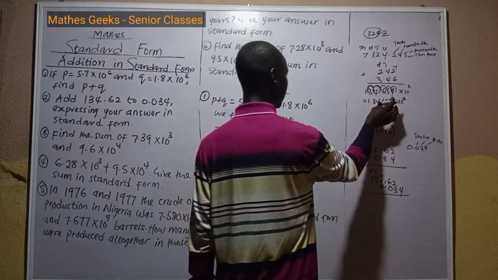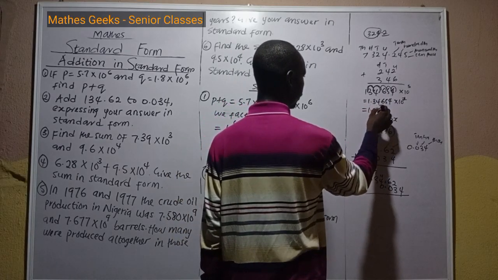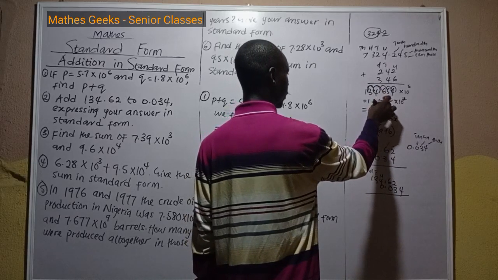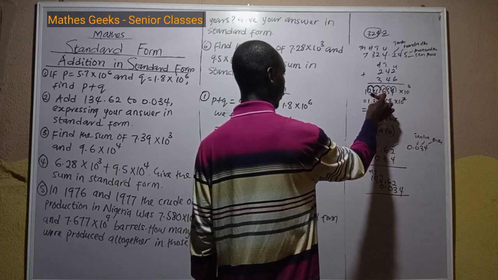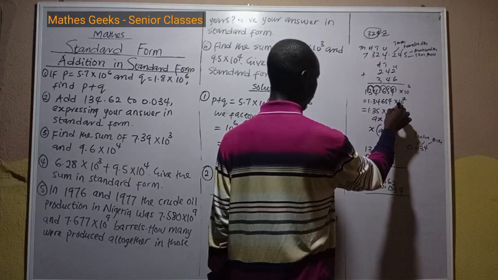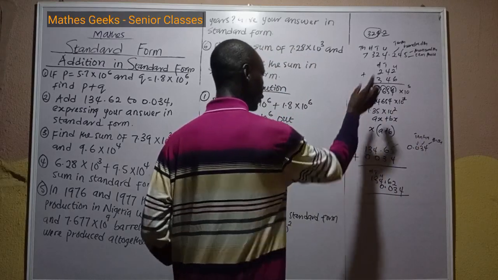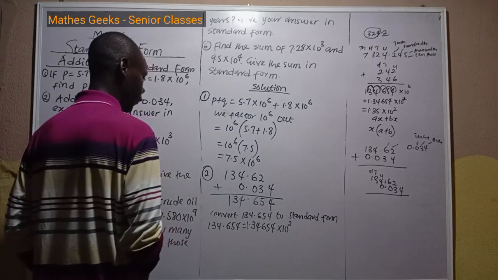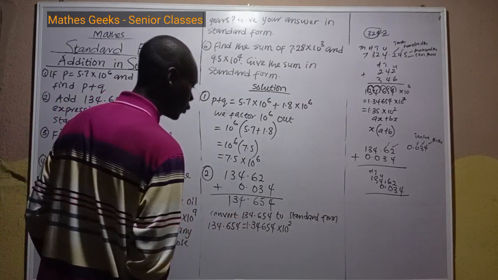So if this number is too large for you, you can simply write 1.35, which means you rounded up. This is 6, and this is 0, 0, add 1 to 4. So this is 10 raised to the power 2. You can write it like that, but always take note where the decimal point is and do your conversion from there. So this is the answer to number 2.